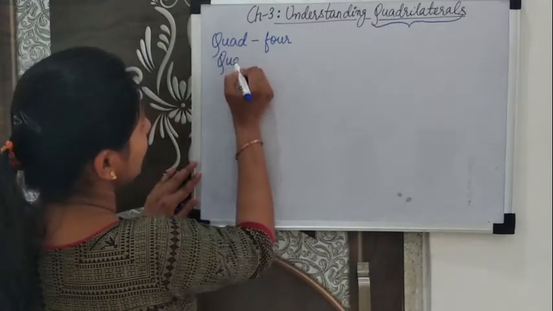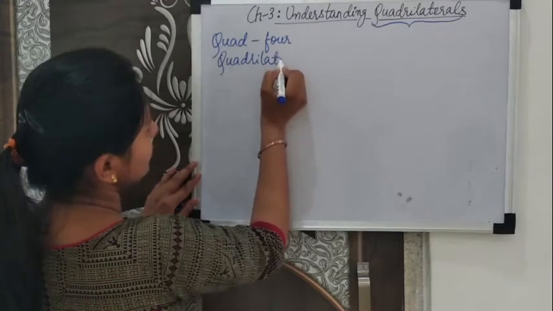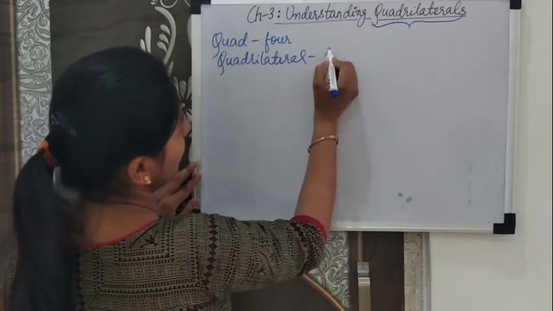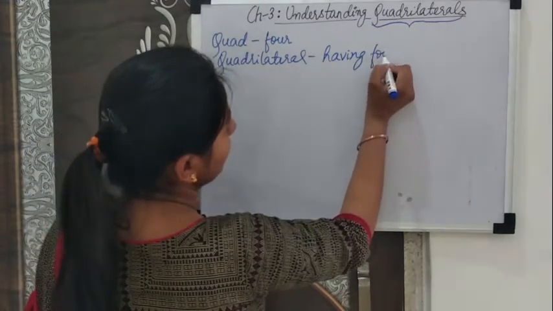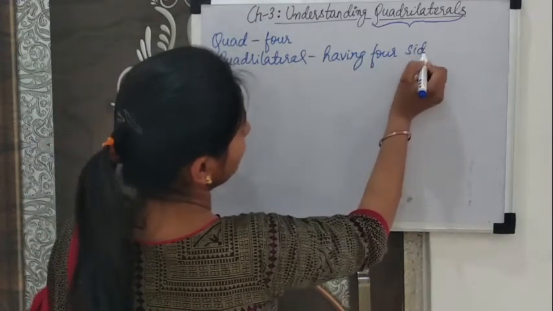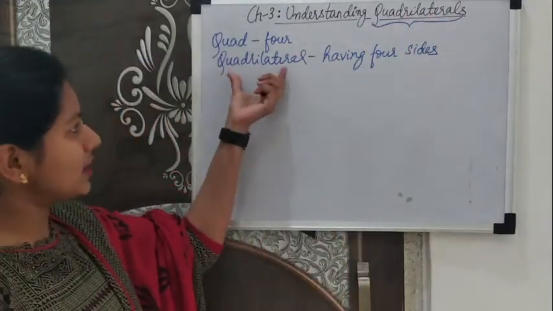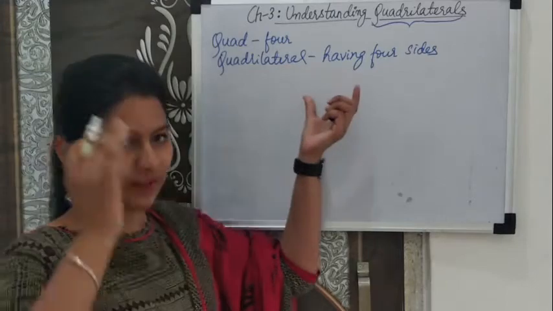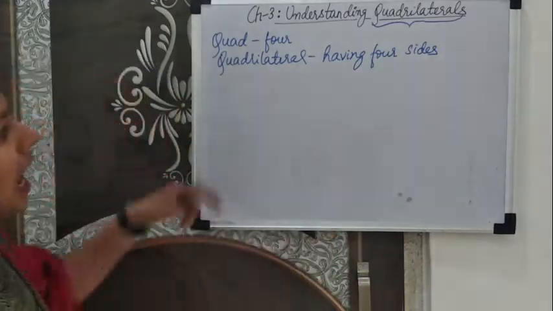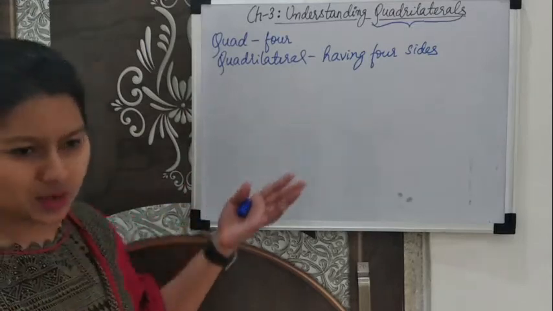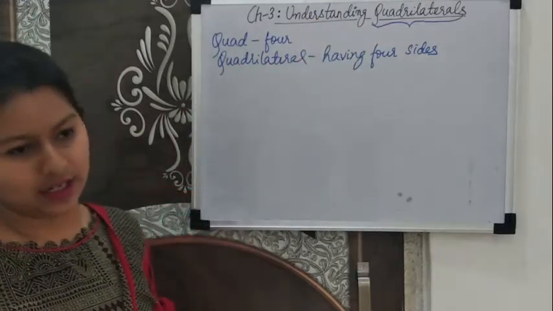So what is quadrilateral? Quadrilateral means having four sides. Okay. So this is your quadrilateral. By listening to the word quadrilateral, definitely we will get an idea that it is having four sides. Okay. Now four sides can be of many things. But how can we exactly define the quadrilaterals?